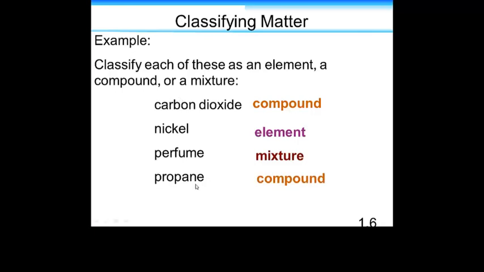Propane perhaps is an exception to that. Propane in our propane tank in our barbecues, that is a compound. That's a pure substance. It's possible that there may be some oxygen mixed in, but if you see just propane itself, that's a chemical name, you would assume it's a pure compound.